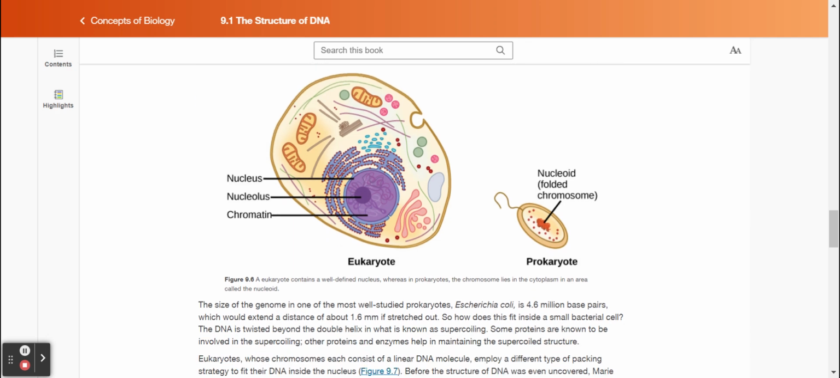The size of the genome in one of the most well-studied prokaryotes, Escherichia coli, is 4.6 million base pairs, which would extend a distance of about 1.6 millimeters if stretched out. So how does this fit inside a small bacterial cell? The DNA is twisted beyond the double helix in what is known as supercoiling. Some proteins are known to be involved in the supercoiling. Other proteins and enzymes help in maintaining the supercoiled structure.